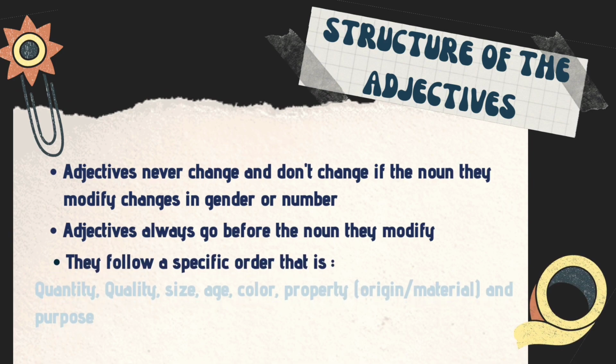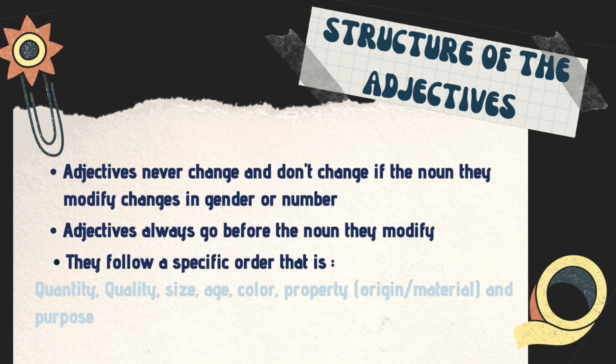Structure of the adjectives. Adjectives are invariable words. This means that they never change, and don't change if the noun they modify changes in gender or number. Adjectives always go before the noun they modify, although they are invariable. They follow a specific order: quantity, quality, size, age, color, property, and purpose. We must never forget that order.